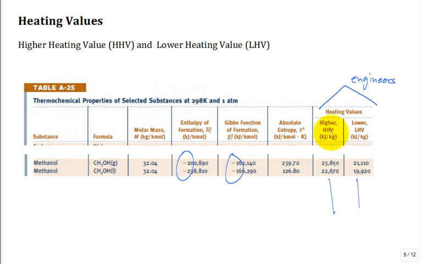So what happens is these also are based on, take a look at the units. Not only the sign is important, but what are the units? Look at the units, kilojoules per kilogram. A lot of us engineers just like to work on a mass basis, not so much on a molar basis. So what exactly are these heating values?